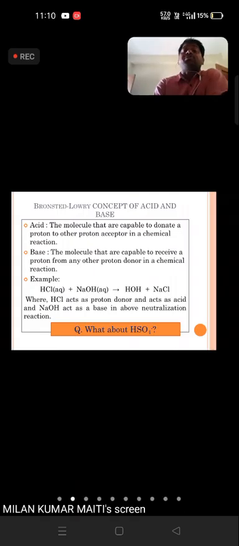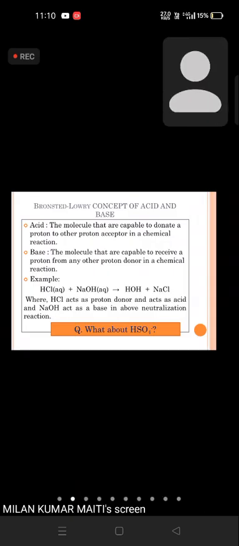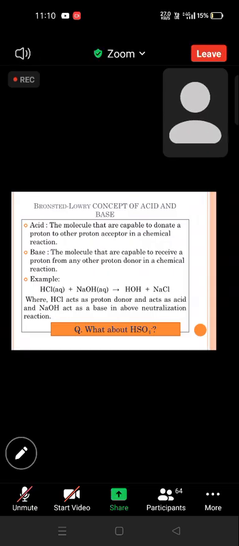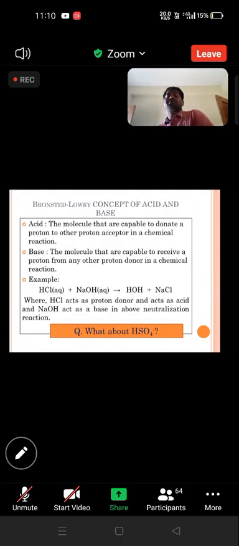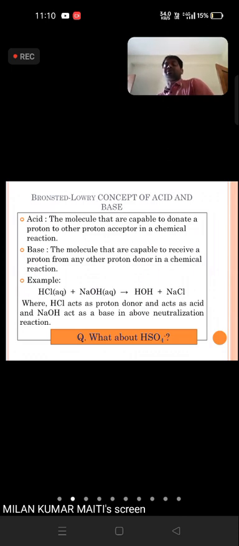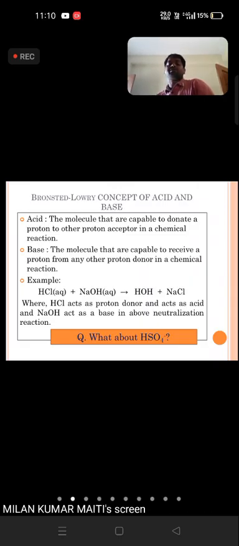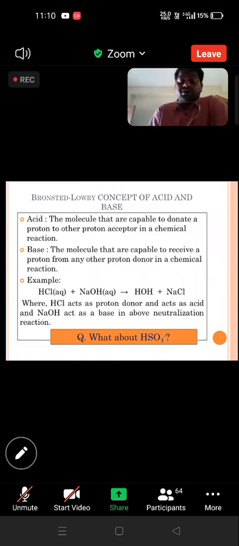Next, what about HSO4 minus? Regarding the Bronsted-Lowry concept, is HSO4 minus an acid or a base? What about HSO4 minus? Acid, sir. So it may be considered as an acid and base both, because it can either accept an H plus ion to produce H2SO4, or it may donate the H plus ion to convert into SO4 2 minus ion. So HSO4 minus is an acid and base both.